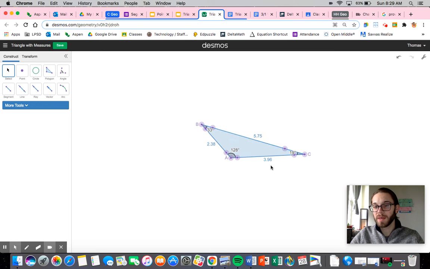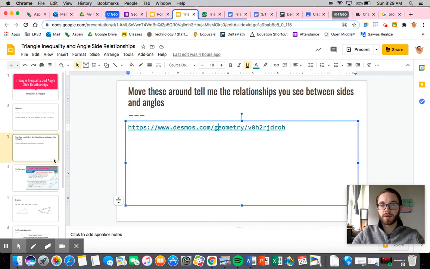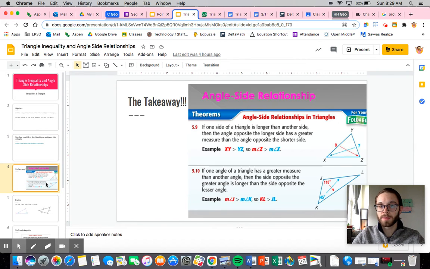B is in the middle. It's opposite, and by opposite, I mean the one across from it, the middle side. And C is the smallest, and it's opposite the shortest. So that's an actual formal relationship that we have. If we look back at our triangle slide, these are what are called the angle-side relationships involving triangles.